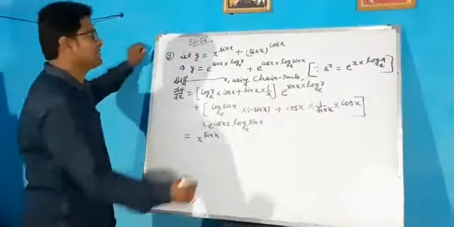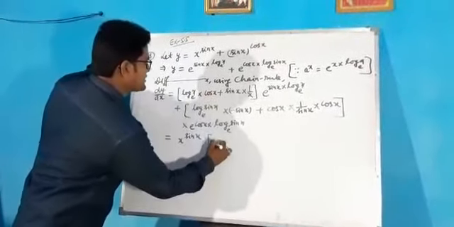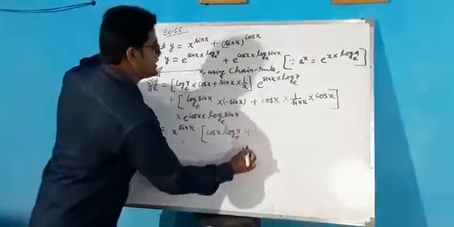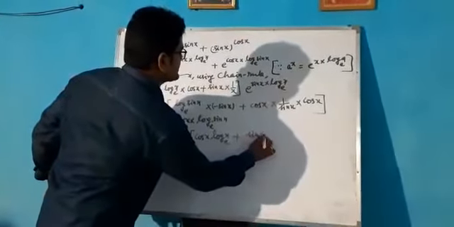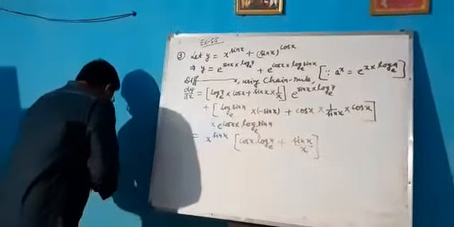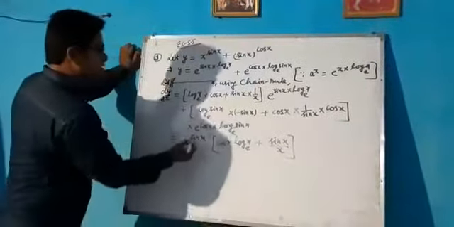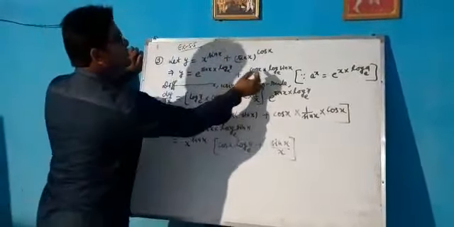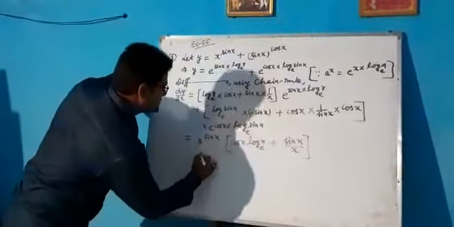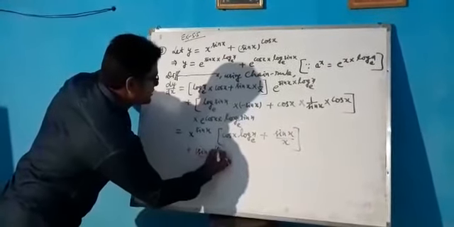After that, what can you write? You can write it as cos x log x base e plus sin x by x. This is your result. After that, what can you write? Now, this large one, e to the power cos x log sin x base e, in place of that you can write again sin x to the power cos x. So it is plus sin x to the power cos x.